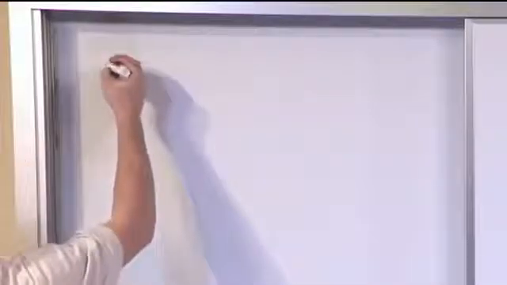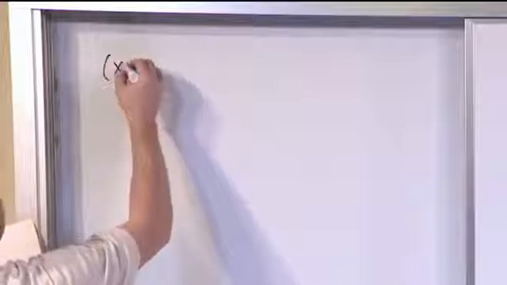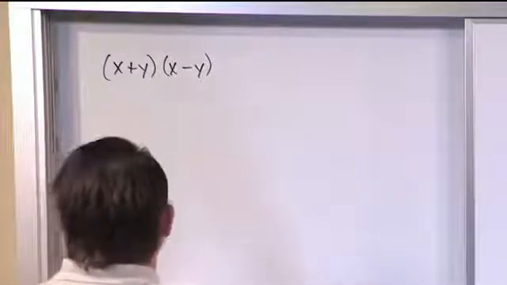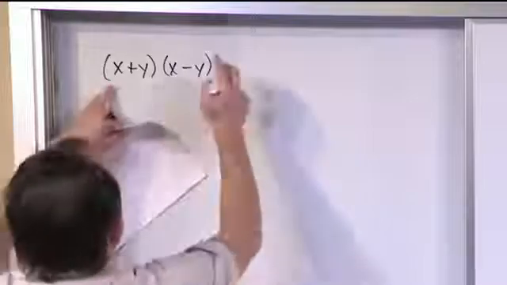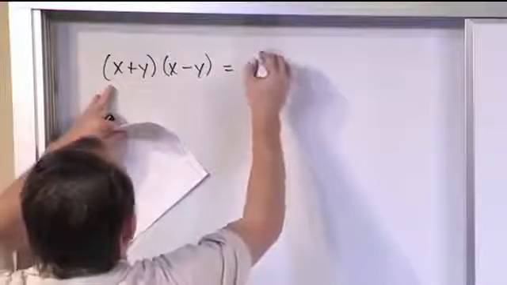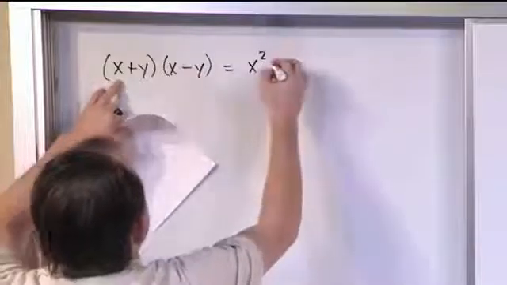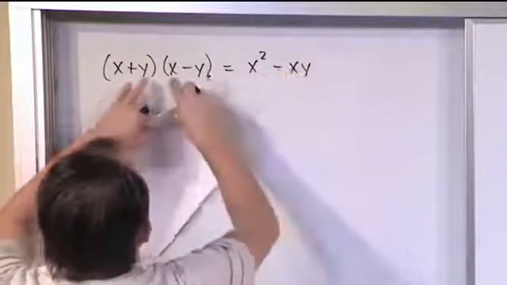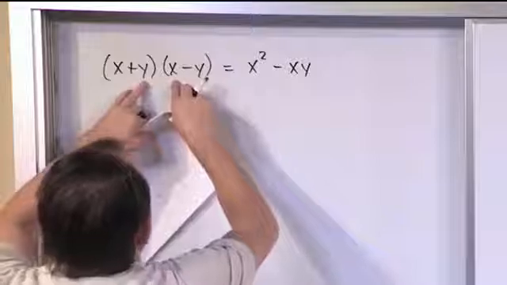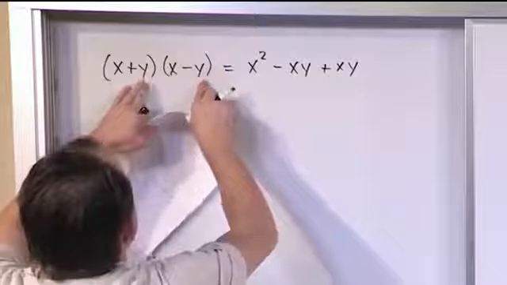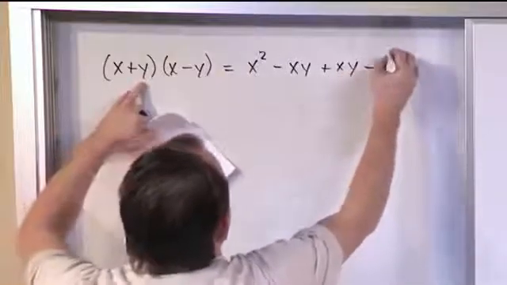Let's take a little trip down memory lane, and let me ask you, what if you have x plus y, this is kind of a review, times x minus y? How do you multiply these two binomials together? Well, you can do FOIL, right? The first terms are x times x, which is x squared. Outside terms, negative y times positive x, is negative xy. The inside terms are x times y. And the last terms, negative y times y, is negative y squared.